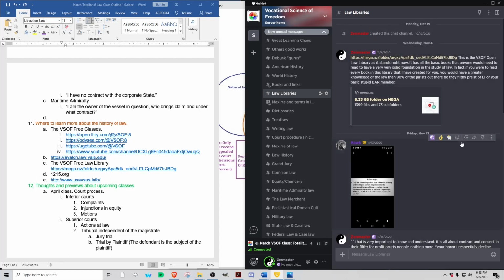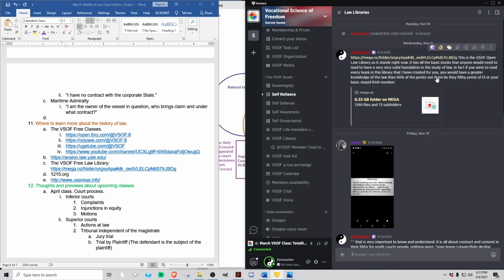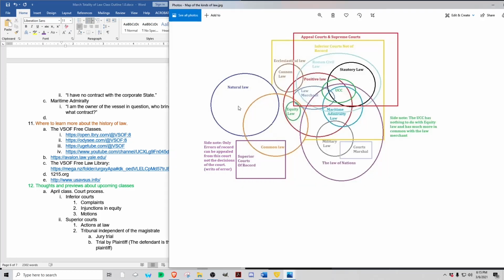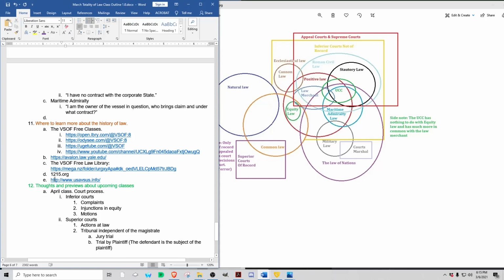And then, of course, there's our Vocational Science of Freedom library, which I add to from time to time. Now, it's not going to have the totality of everything that's in there if you buy my entire hard drive. This private VSOF law library is a law library. And then 1215.org, obviously, go check that out. Have fun with that. Listen to all of Bill Thornton's lectures as much as you can.